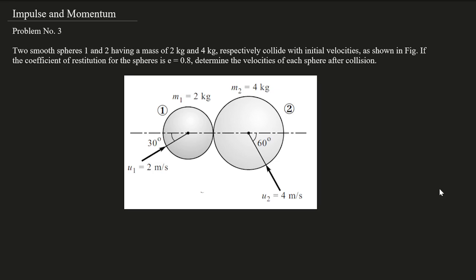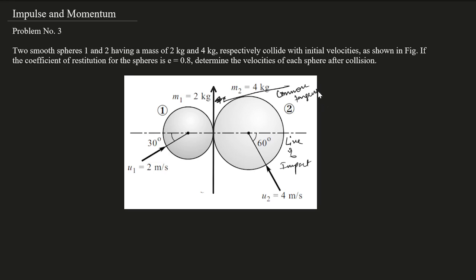If you see here we have a center line, so this is nothing but the line of impact. When the bodies are colliding, this line is called a common tangent, that is a vertical one. The collision is happening in the horizontal line, so this line is called the line of impact. The vertical line is called the common tangent.